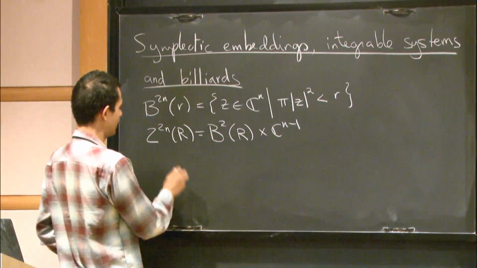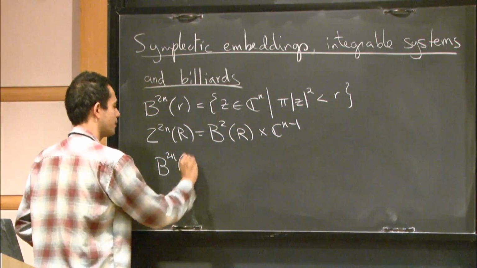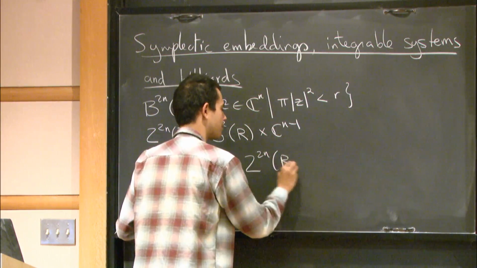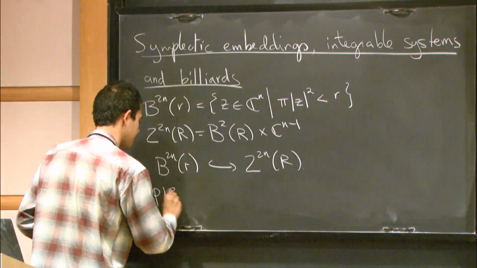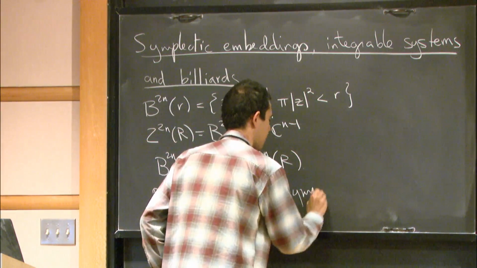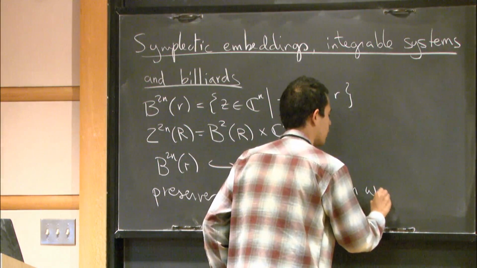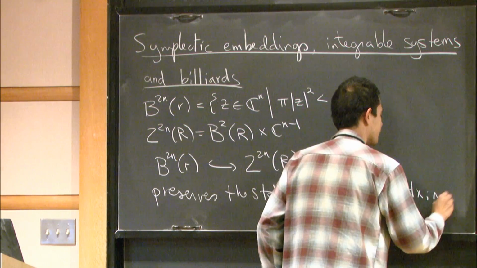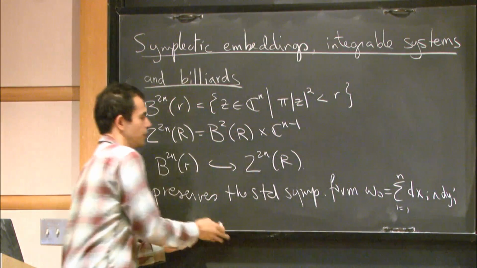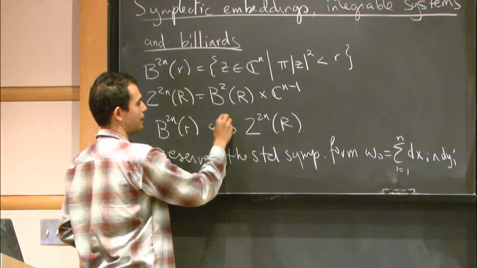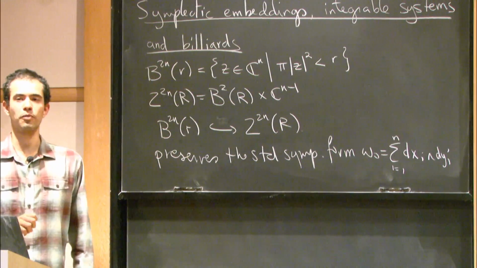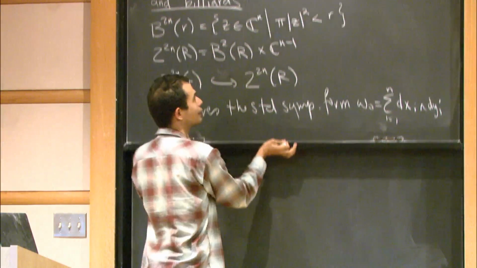The question that he answered was when there exists an embedding from this ball to the cylinder which preserves the standard symplectic form, that is omega 0 equals the sum of dx_i dy_i. An embedding like that, I'll just call a symplectic embedding. Or maybe I won't put anything, because all my embeddings in the talk will be symplectic. So he asked when such an embedding exists.